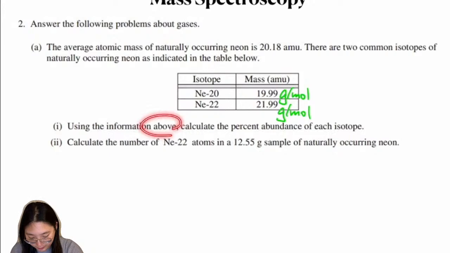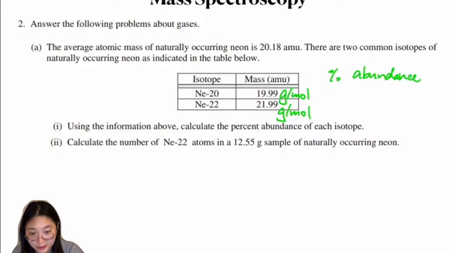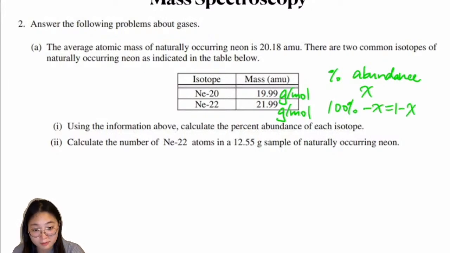Using the information above, calculate the percent abundance of each isotope. Given that there are only 2 common isotopes, the percentages for both of them should add up to 100%. So let's say I set the percentage abundance of one of the isotopes as x, then the percentage abundance for the other isotope should be 100% minus x, or just 1 minus x.